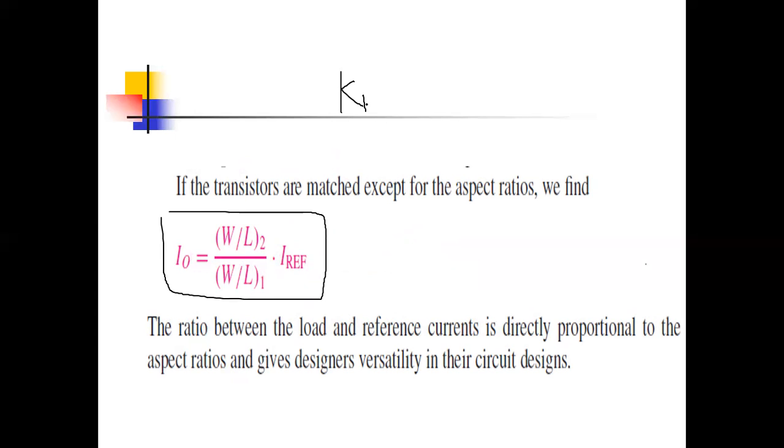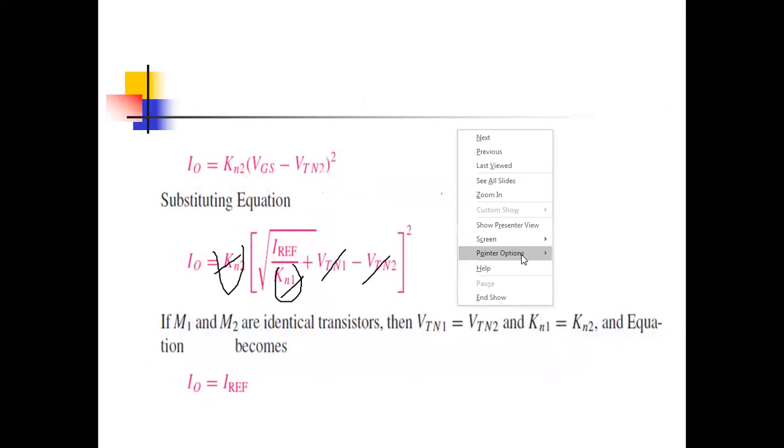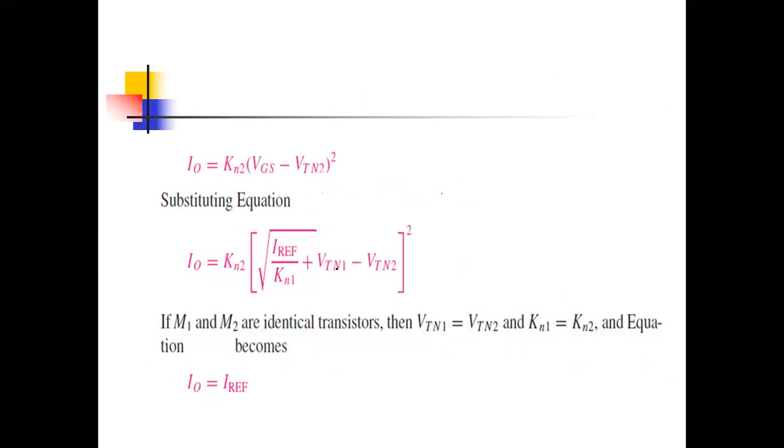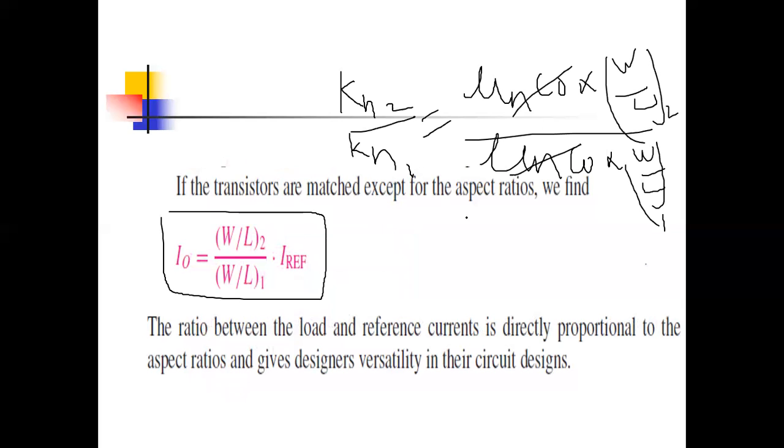And you know in Kn2 by Kn1, Kn1 is mu n Cox, W by L for 1, and Kn2 is mu n Cox, W by L for 2. But mu n Cox is a constant parameter, so what will be there? W by L2 by W by L1. So when all parameters are the same, the current is the same. But when all parameters are the same except the width and length ratio, then the formula will be this, W by L2 by W by L1 times I reference.